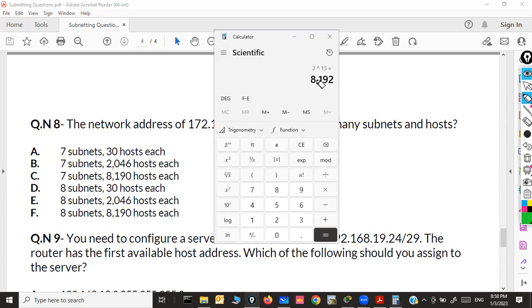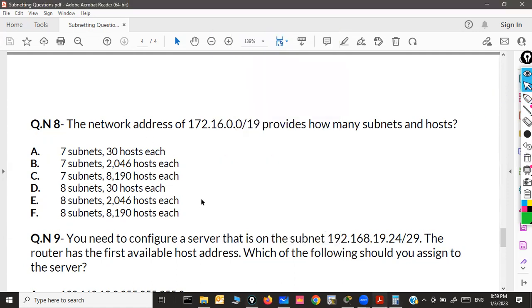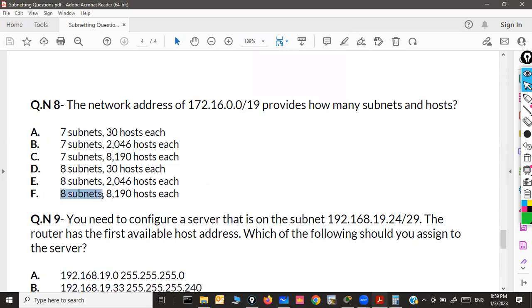So the number is 8192. So what I did, 2 raised to the power 13. And how we do it: first click here 2 and then this number x raised to the power y and then the power value. So that's another way, if you get confused then you can use a calculator for doing computation. But yes, the answer is correct, 8 subnets and 8190 hosts per subnet.